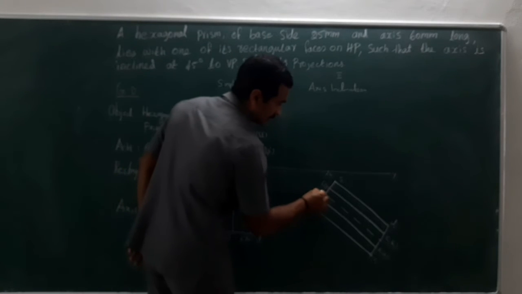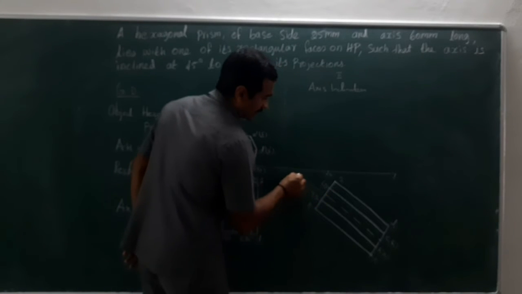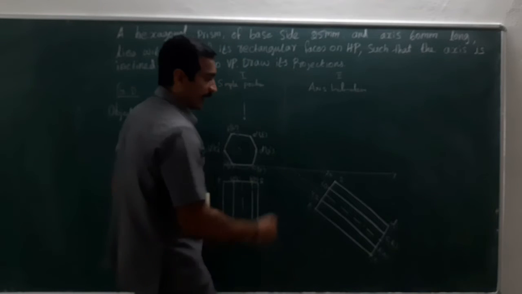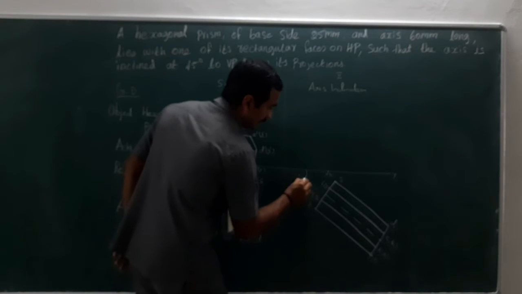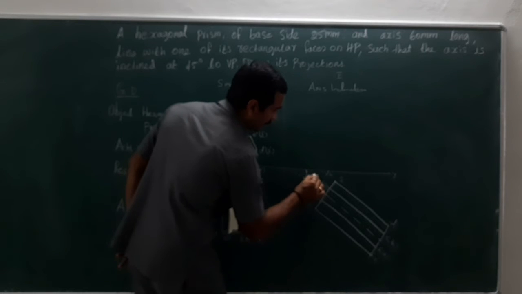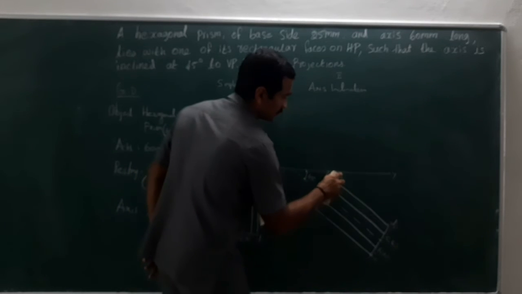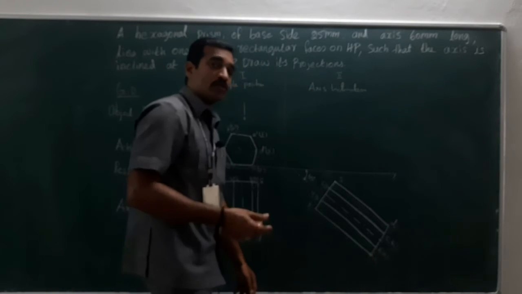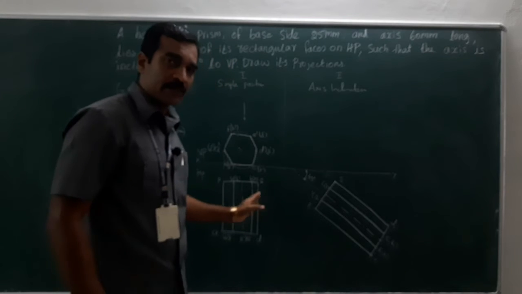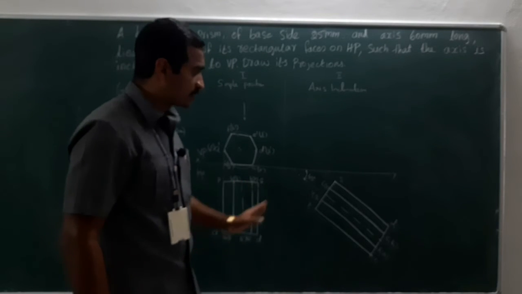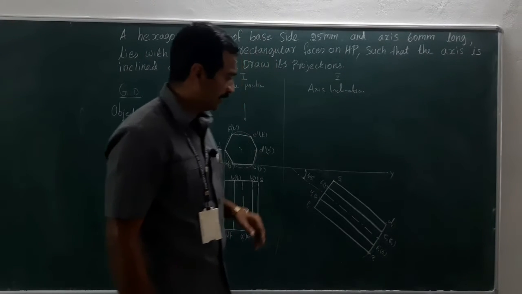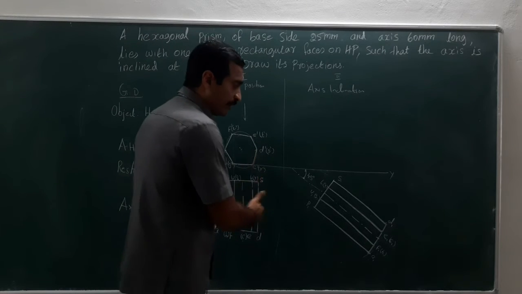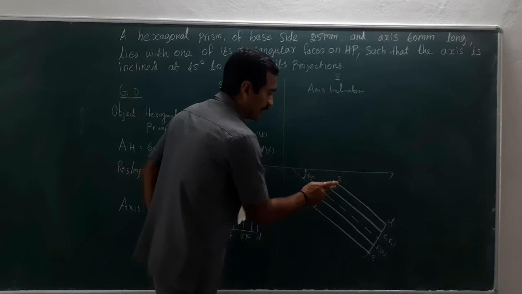Now extend this axis till it intersects the XY line. Now this is the inclination with VP of 45 degrees. Erase this. That was an imaginary line which we assumed, right? By tilting the longer edge, naturally the axis will get inclined, isn't it? So now this particular view has been tilted at 45 degrees.